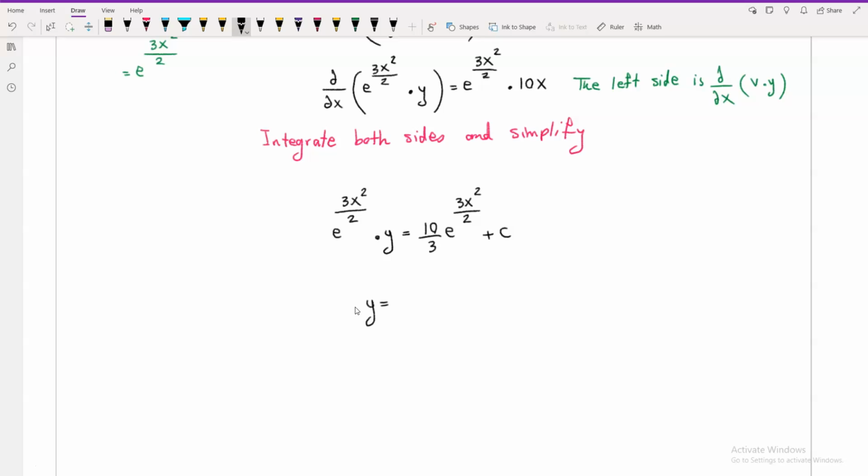So y is equal to 10 over 3 plus c over e power 3x squared divided by 2, but I'm going to move that to numerator. So we're going to have c times e power negative 3x squared divided by 2. So what we did here on this part, we divide both sides by e power 3x squared divided by 2. Next, we'll use the initial condition to solve for c.